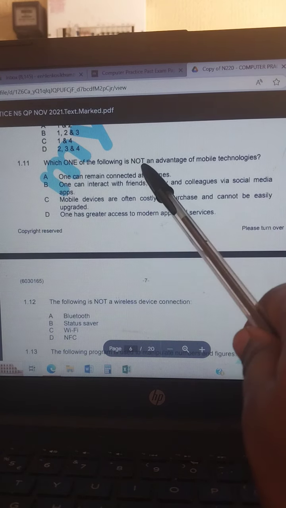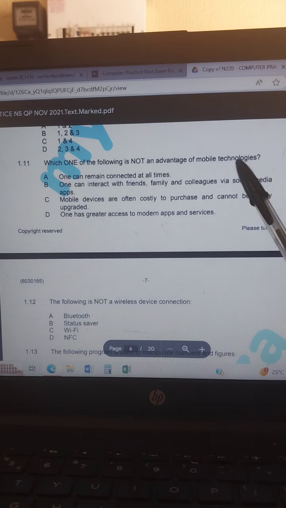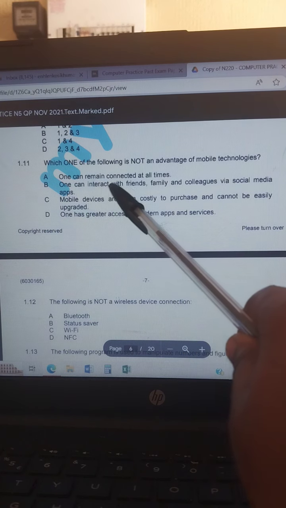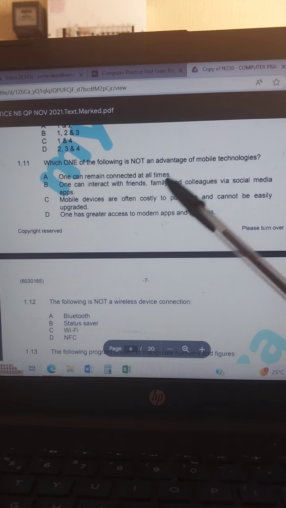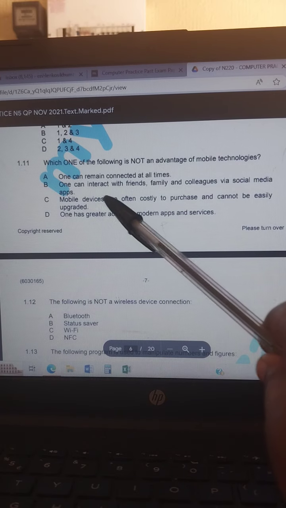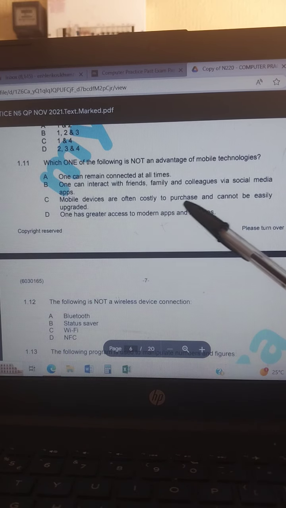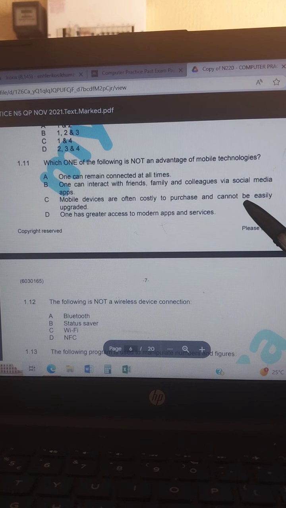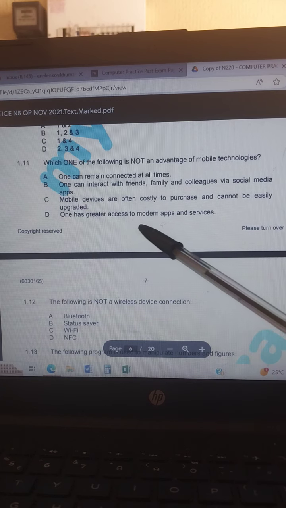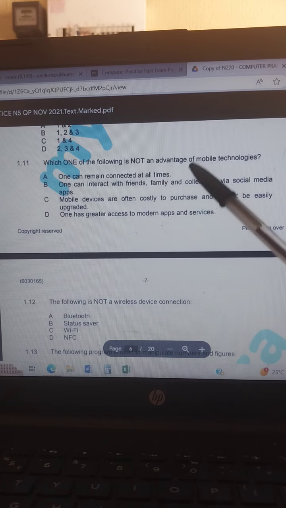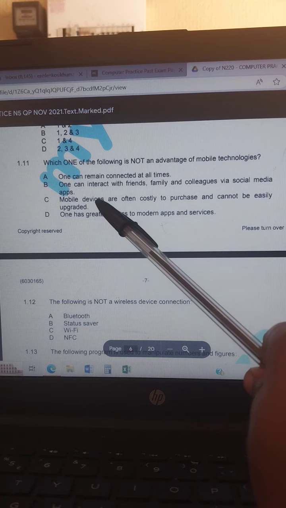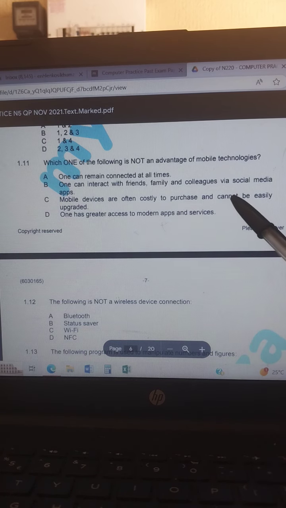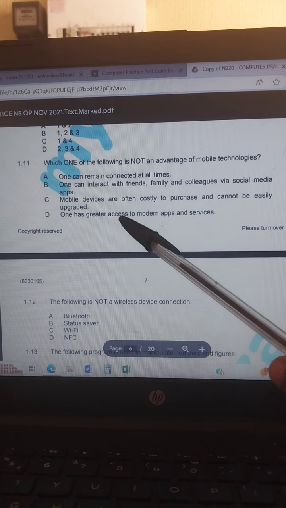Then we go to question 11. Which of the following is not an advantage of mobile technologies? Is it: can remain connected at all times? Can interact with friends, family, and colleagues via social media apps? Mobile devices are often costly to purchase and cannot be easily upgraded? Or a greater access to modern apps and services? We all know that the one which is not an advantage of mobile technologies is mobile devices are often costly to purchase and cannot be easily upgraded. So our answer here is C.